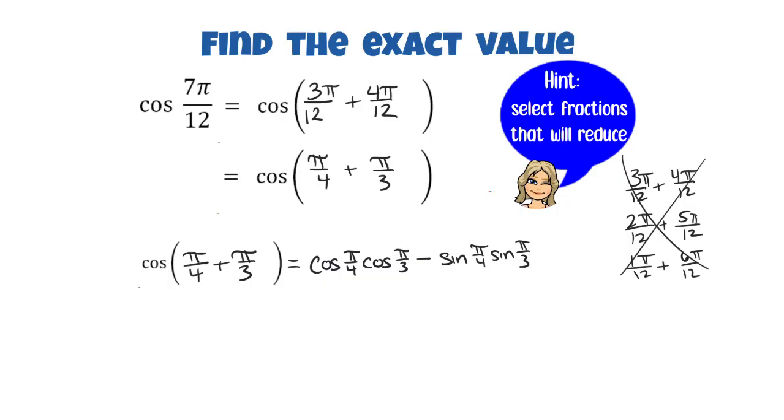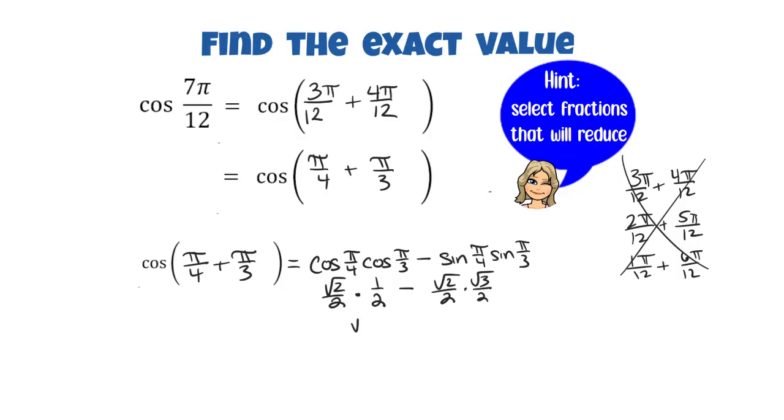Remember, I'm doing these like you know your unit circle well. I'm moving fast. If you don't know it well, go do more flashcards. You've got to know it well. Cosine of pi over 4 is going to be root 2 over 2. Cosine of pi over 3 is 1/2. Minus the sine of pi over 4, which is also root 2 over 2, times the sine of pi over 3, which is root 3 over 2.